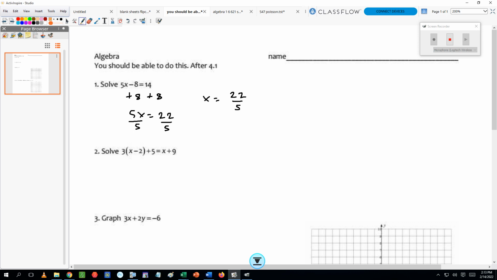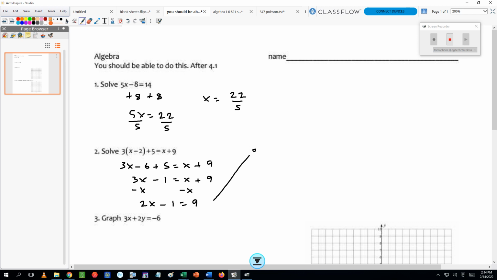You should be able to do an equation like this, where you go in and you distribute your 3. Because you have two numbers on the left-hand side, you should combine those. A -6 and a +5 is a -1. You should know that you need to get rid of that x and bring it over here. So I subtract it. 2x minus 1 is equal to 9.